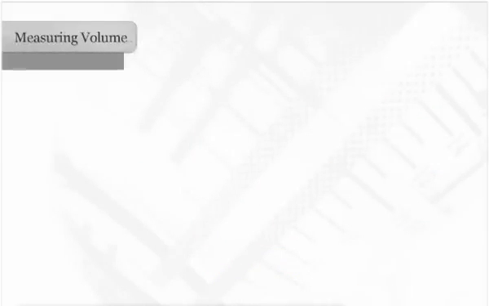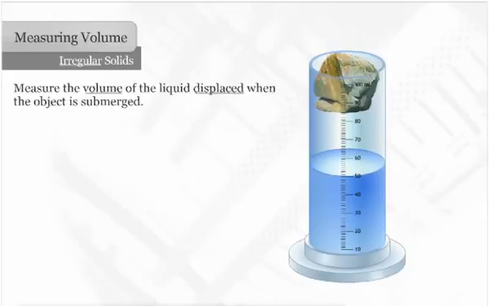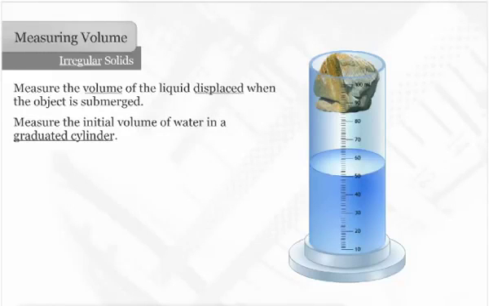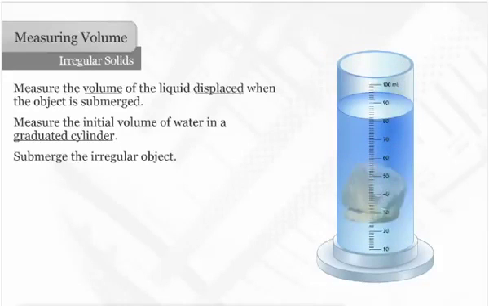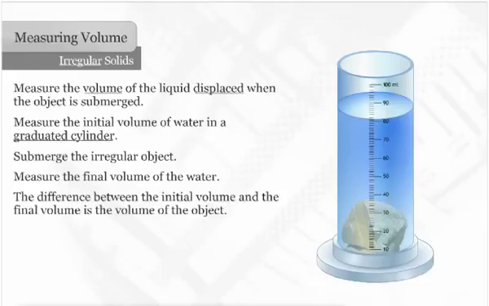To measure the volume of an irregularly shaped object, such as a rock, measure the volume of the liquid displaced when the object is submerged. To do this, measure the initial volume of water in a graduated cylinder, submerge the irregular object, and measure the final volume of the water. The difference between the initial volume and the final volume is the volume of the object.